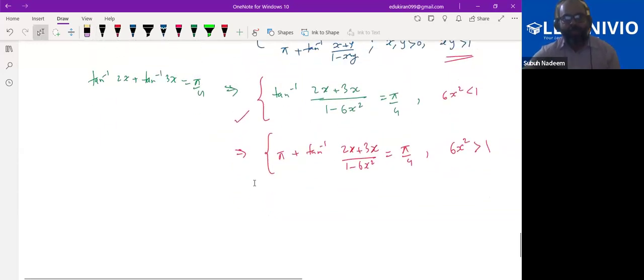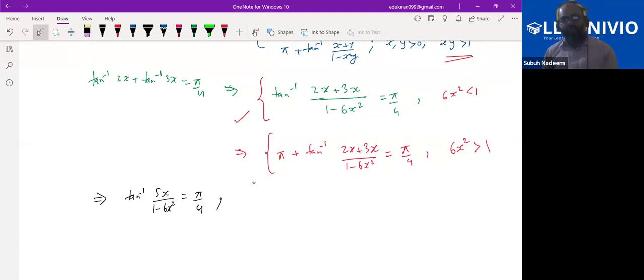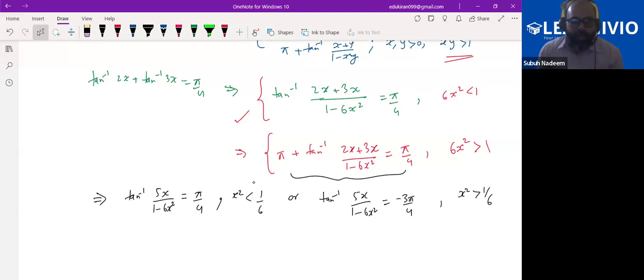Now, after writing this, you can say this is tan inverse of 5x by 1 minus 6x square, which is equal to pi by 4, and x square is less than 1 by 6. Or, if we solve this, tan inverse of 5x by 1 minus 6x square is equal to pi by 4 minus pi, which will be minus 3 pi by 4, and x square is greater than 1 by 6. Fine. So first write till here.